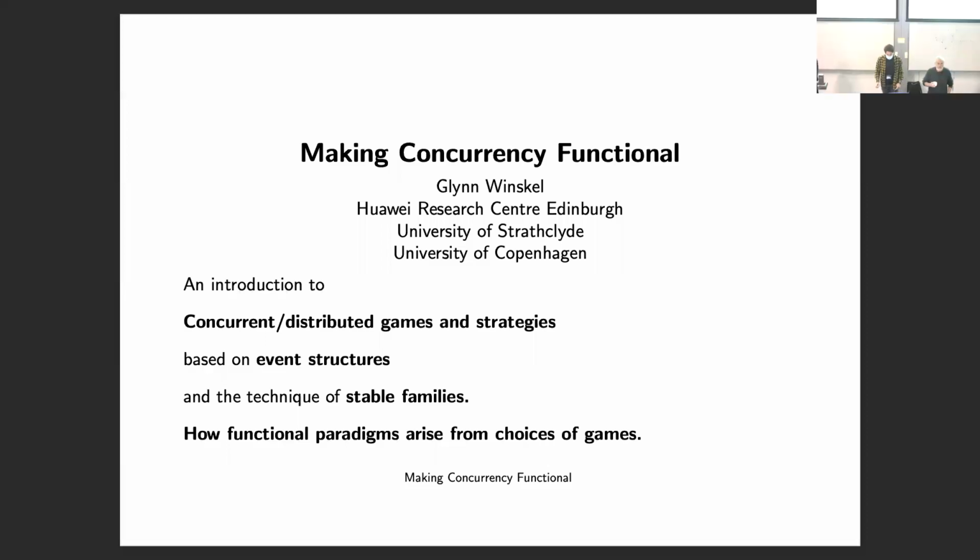And the second lecture of today's three lectures, so this is the middle one, is Glynn Winskel of Huawei Labs and University of Strathclyde. And I think there's also Copenhagen there on the slide. So Glynn, tell us how to make concurrency function. Thank you very much.